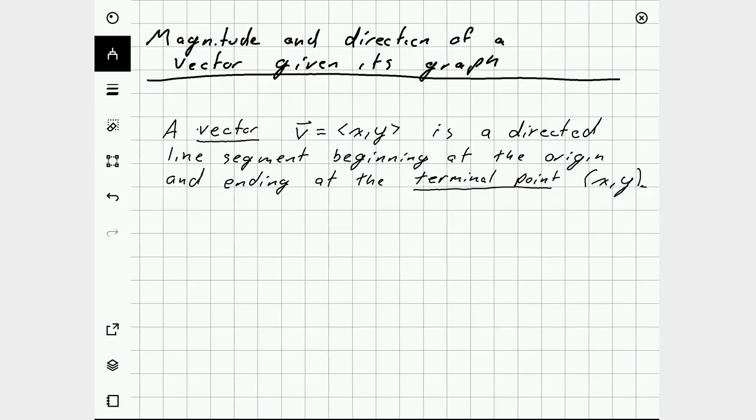You'll also see vectors sometimes indicated with a bar over them, with an underline, and in a lot of textbooks they use boldface characters. But a vector is a directed line segment beginning at the origin and ending at what we call its terminal point. So we use angle brackets, x and y, to indicate that the thing we're talking about is a vector pointing to the point in the coordinate plane, x comma y.